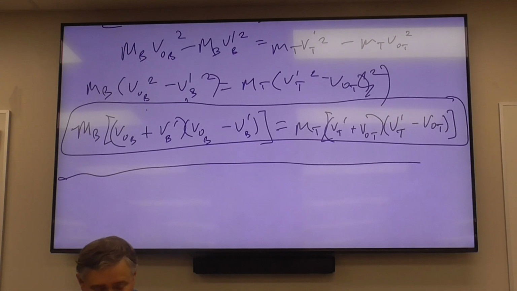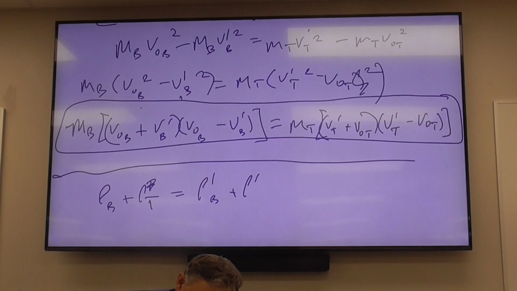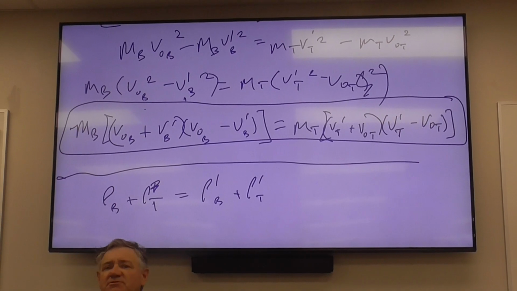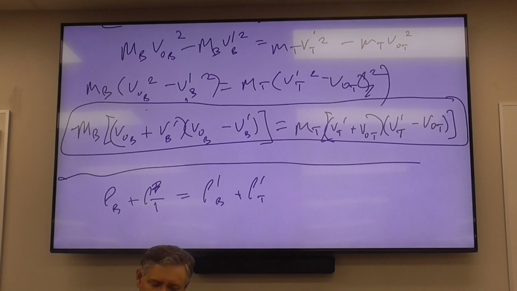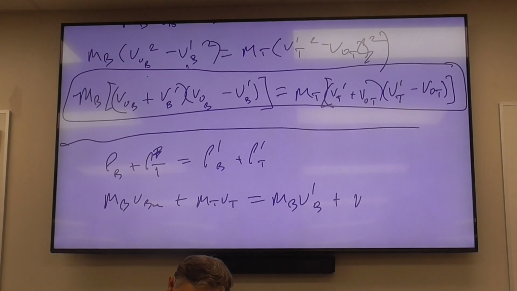The momentum is easier because this is just the momentum of the bullet plus the momentum of the target equals the new momentum of the bullet plus the new momentum of the target. This is easier because we don't have to worry about squares. So this is just the mass of the bullet times the velocity of the bullet plus the mass of the target times the velocity of the target equals the mass of the bullet, new velocity of the bullet, plus the mass of the target, new velocity of the target.